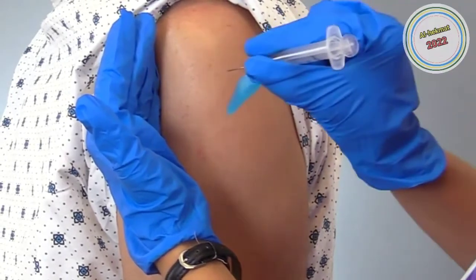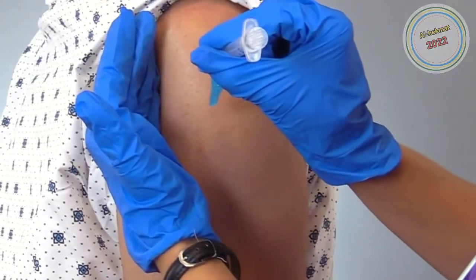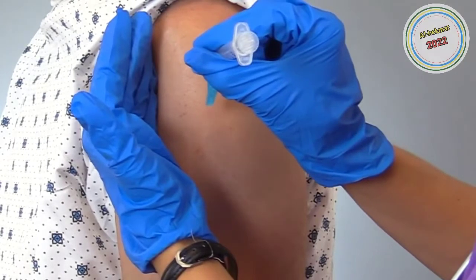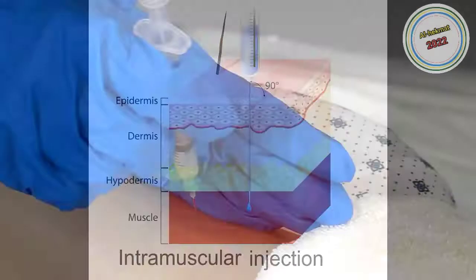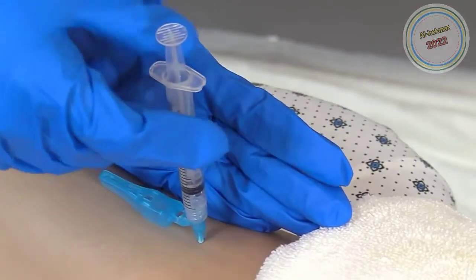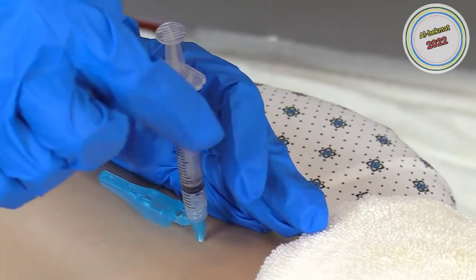Then we're going to take our dominant hand with the injection, the needle, and we're going to go in like we're shooting a dart at a 90-degree angle. You'll want to do this quickly to cause the patient less pain. So we want to steady our syringe.